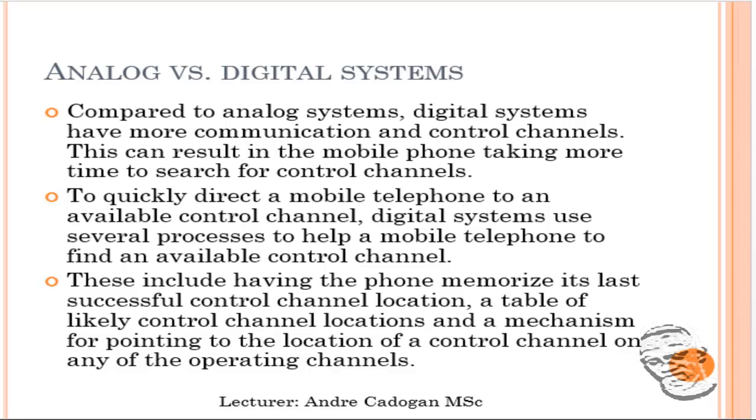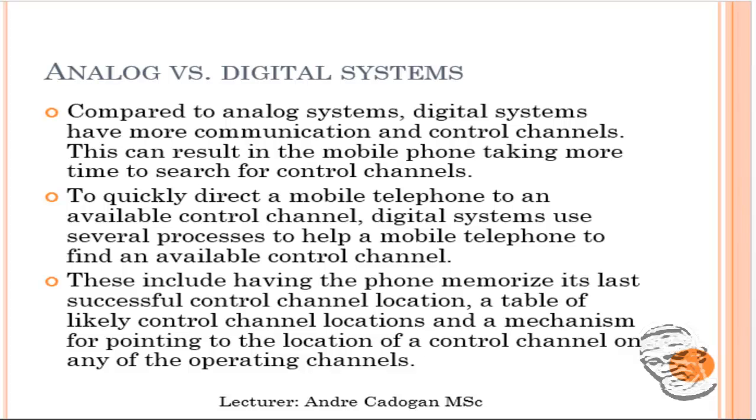Examining analog versus digital systems in terms of control channels, digital systems have more communication and control channels because the system is digitized. This can result in the mobile phone taking more time to search for control channels on a digital platform than on an analog one. So to quickly direct a mobile telephone to an available control channel, digital systems use several processes in terms of algorithm development, and these algorithms use mathematical techniques such as bandpass filters and transform theorems, like Laplace transforms and Fourier series, to find the available control channel.